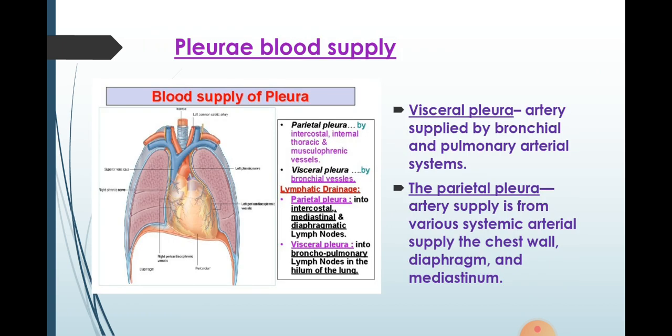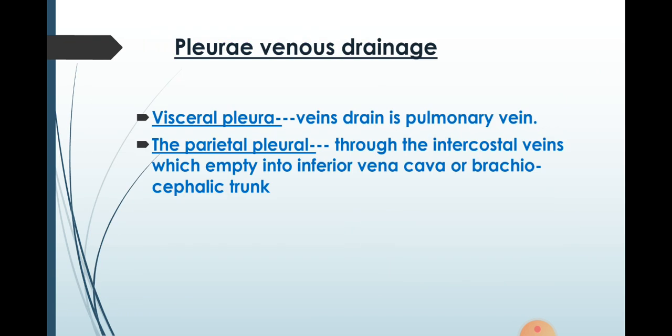Pleural blood supply. Visceral pleura arteries are supplied by bronchial and pulmonary artery systems. The parietal pleura arterial supply is from various systemic arteries supplying the chest wall, diaphragm, and mediastinum. Pleura venous drainage. Visceral pleura veins drain into the pulmonary vein. The parietal pleura drains through the intercostal veins which empty into the inferior vena cava or brachiocephalic vein.